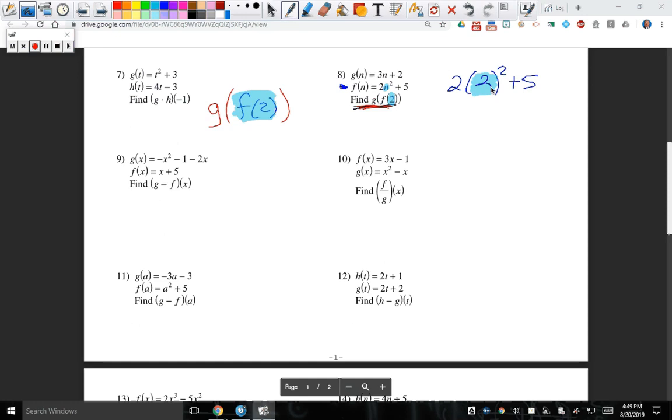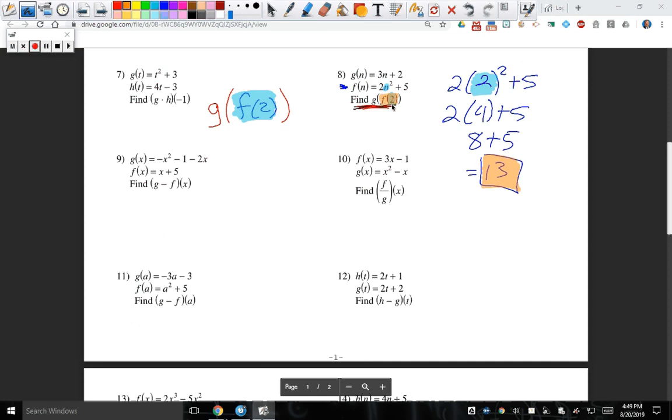Okay, so we get 2 squared is 4. Multiply the 2 and 4 to get 8, so that we get 13. Now, the reason why it's different is we are not going to plug in 2 into g. We're not. We're going to plug in whatever we got right here, which is f of 2.